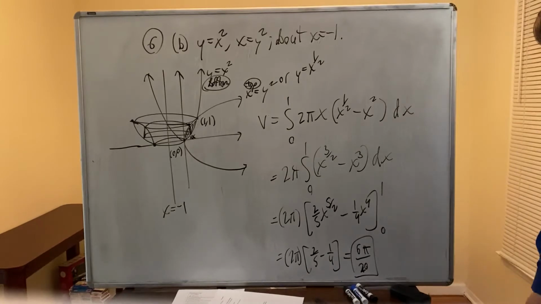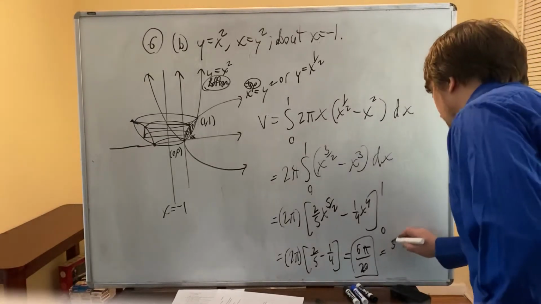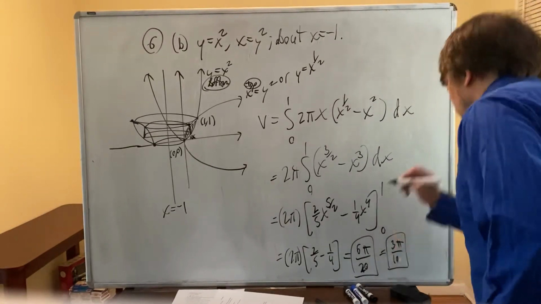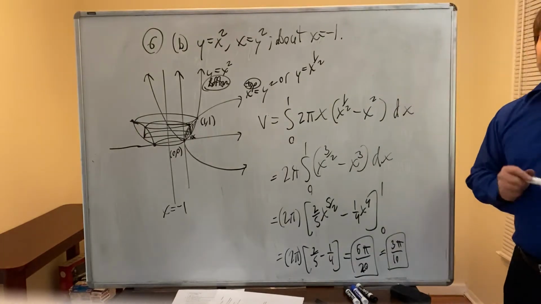8 minus 5, 3/20 times 2 pi, 6 pi over 20. All right, and simplify, actually. You can simplify it to 3 pi over 10. That's 6b.